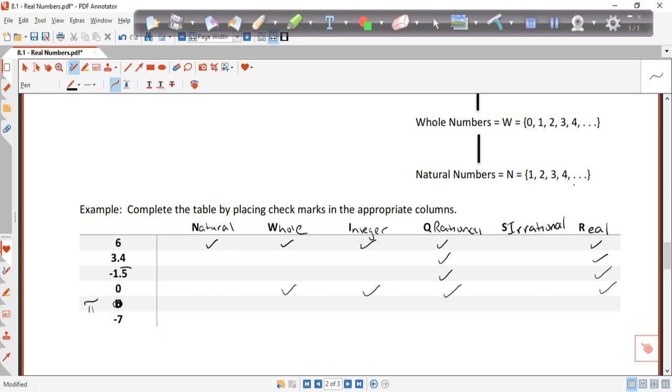Pi is an irrational number, so it's not going to be any of these first ones, and it's real. Negative 7 is not natural, because that's our counting numbers. Not a whole number. Integers was the first one that covered negatives. Rational and real.